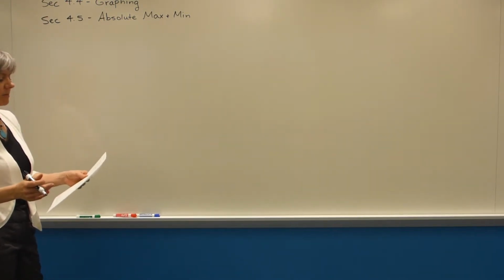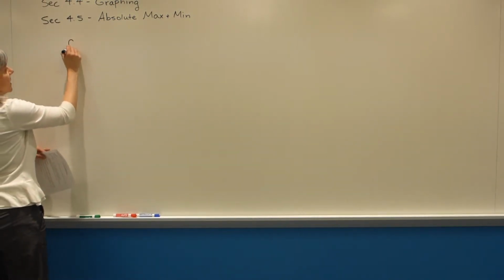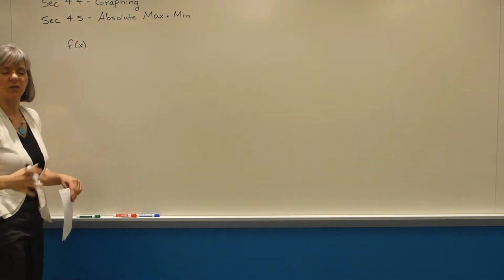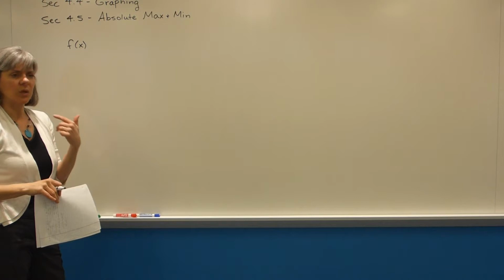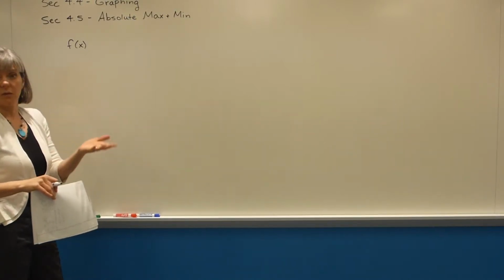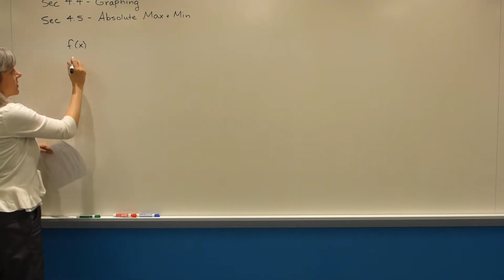Okay, so let's think about some things that we know already. We already know that we can get a lot of information from f of x, just the function definition itself. We can look at intercepts, x and y, asymptotes, domain, what else? If we have asymptotes, it could be vertical or horizontal. A lot of information here.